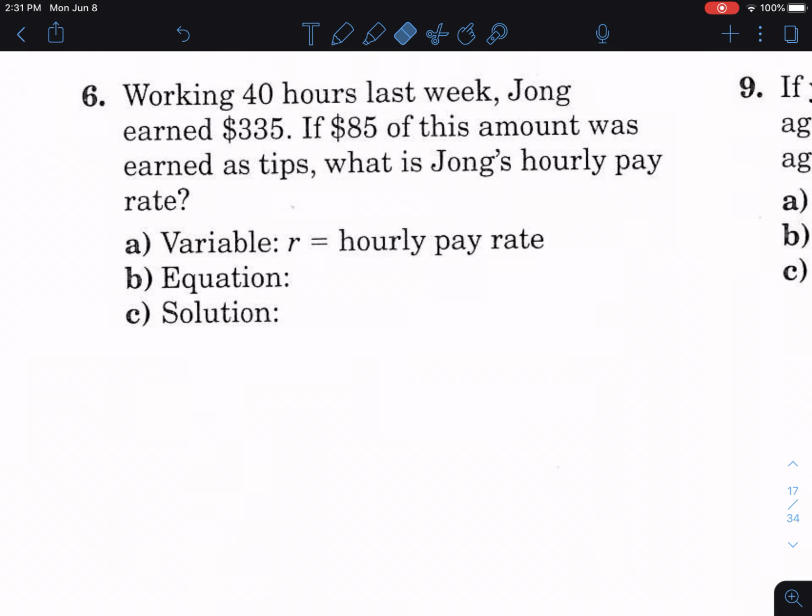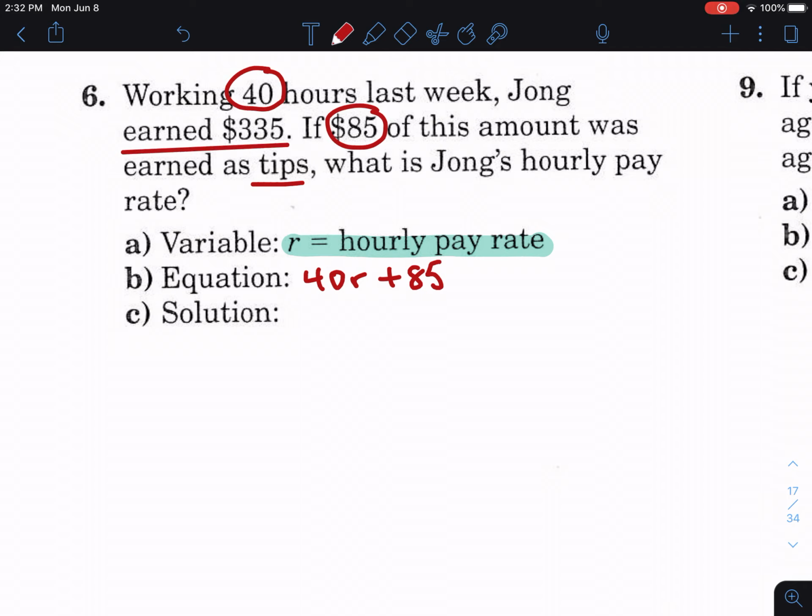Working 40 hours last week, John earned $335. If $85 of this amount was earned as tips, what is John's hourly pay rate? So right here, it already has his hourly pay rate labeled as R, so that's going to be a variable. He worked 40 hours last week, so 40 times R, plus $85 of that was tips, so that's plus 85. And then he earned in total 335, equals 335.